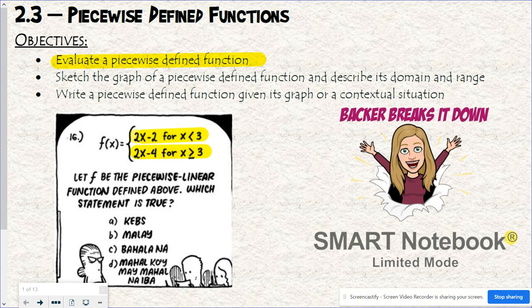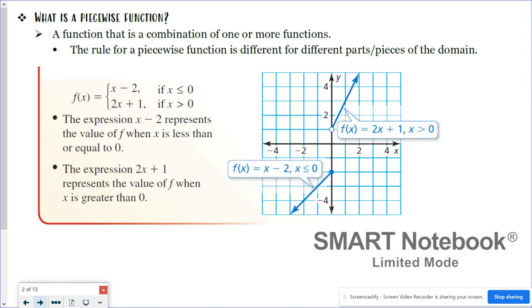One of the pieces I would use anytime I want to evaluate a function, for instance at x equal to negative 10. I'd want to use that first piece, because that's where negative 10 is defined. And that's the very first thing you have to think about when you evaluate a piecewise defined function: which piece of the function should I use? So what is a piecewise function?